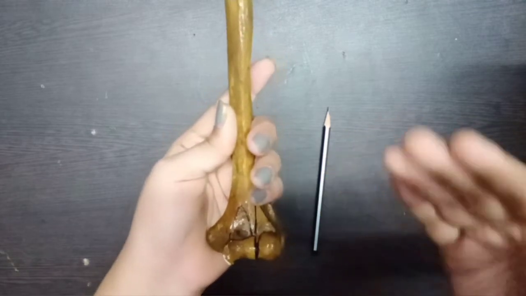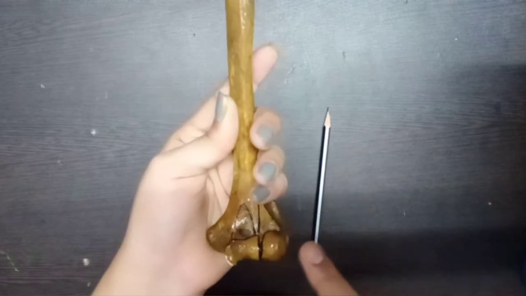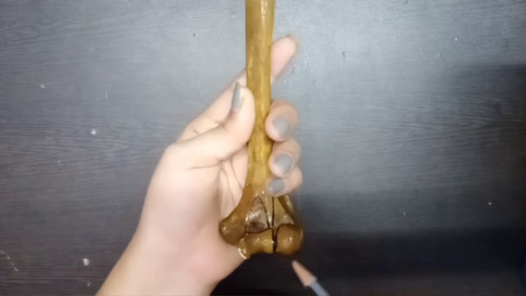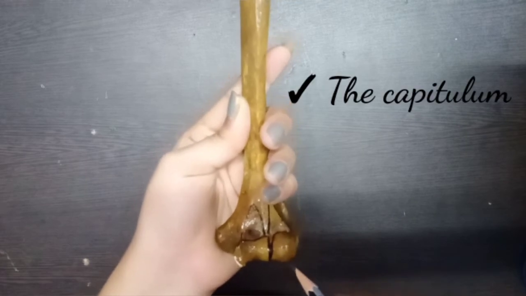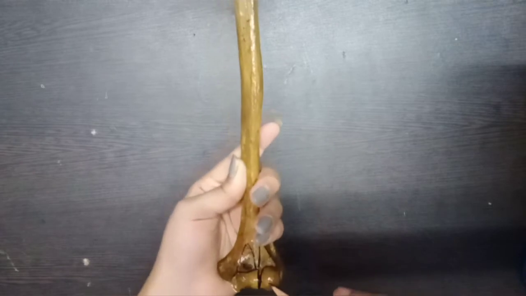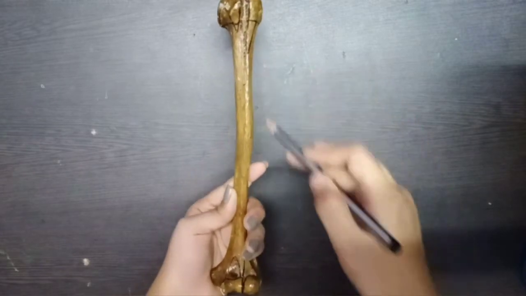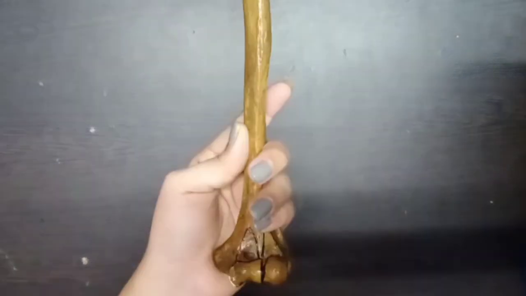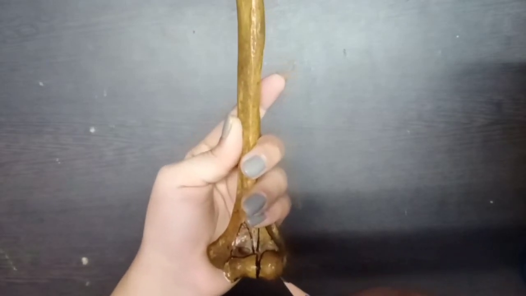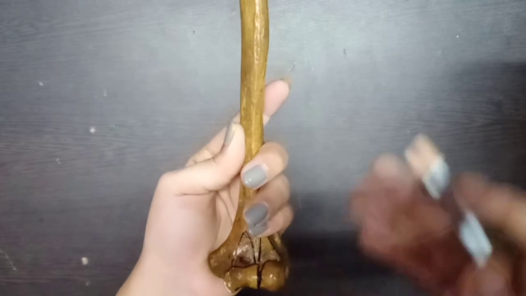Okay, let me tell that clearly. Now, we have two articular parts. One is your rounded and smooth capitulum, which is present in the lateral side. See, this is the lateral side. So, it is present in the lateral side. See, you can see this is the lateral side. So, capitulum is an articular part of the lower end that is present in the lateral side.